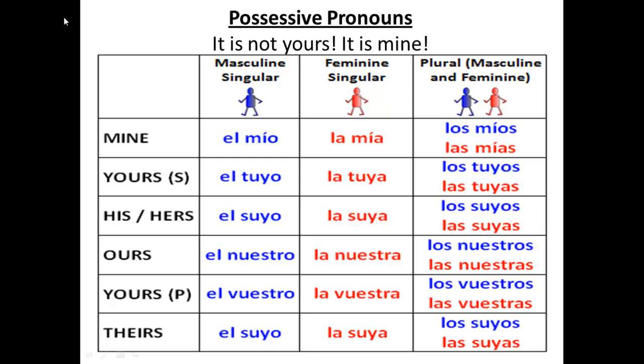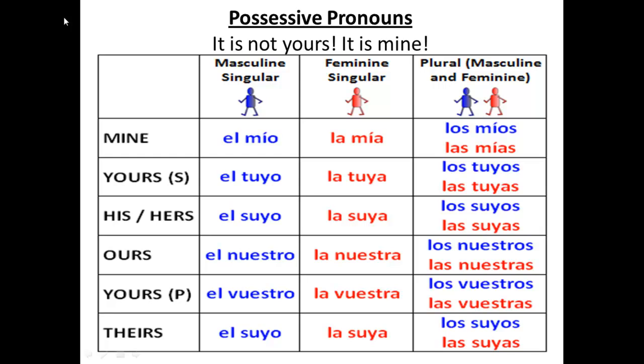This point is also true about possessive pronouns. It is not yours, it is mine. The pen, of course. And here we can see the words in Spanish. The words for mine, yours, his, hers, ours, yours, and theirs. El mío, la mía, los míos, las mías. El tuyo, la tuya, los tuyos, las tuyas, etc. Notice how the words for his, hers, and theirs are actually the same.